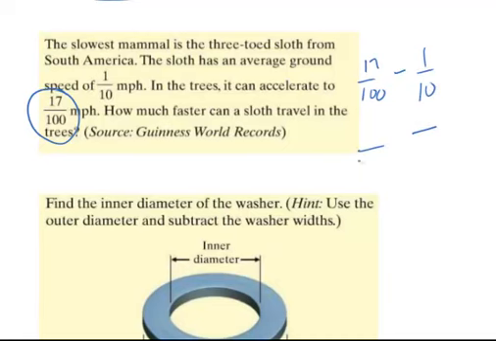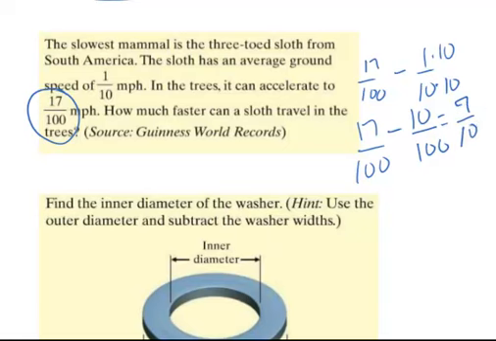Well, my common denominator is going to be 100. I didn't change this one, so I'll leave that as 17. I needed to multiply that one by 10, so I'll do this one by 10. And when I subtract, 17 minus 10 is just 7/100.